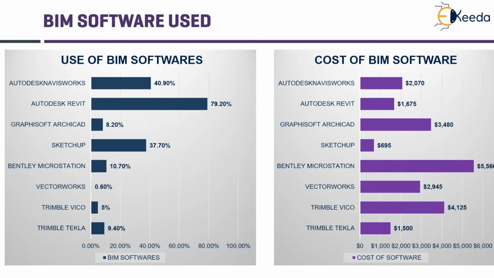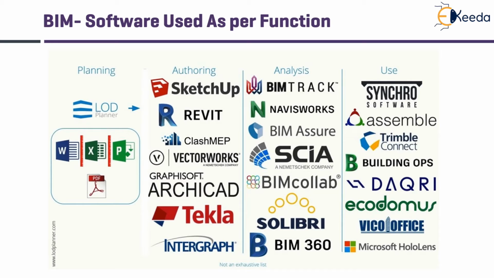Whereas while we look at the cost, the cheapest BIM software is SketchUp, then it is Revit, then there is Navisworks, and the costliest BIM software is Bentley MicroStation, which goes to an annual subscription of $5,566. Some of the BIM softwares used as per function are shown here.